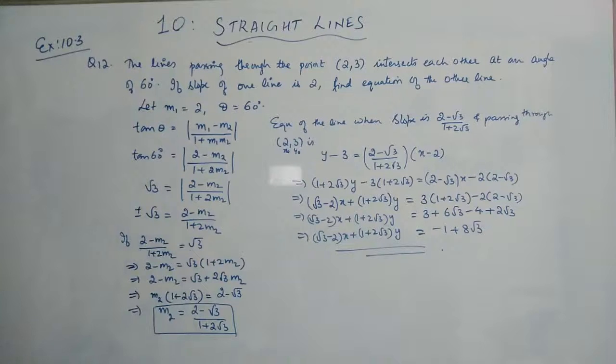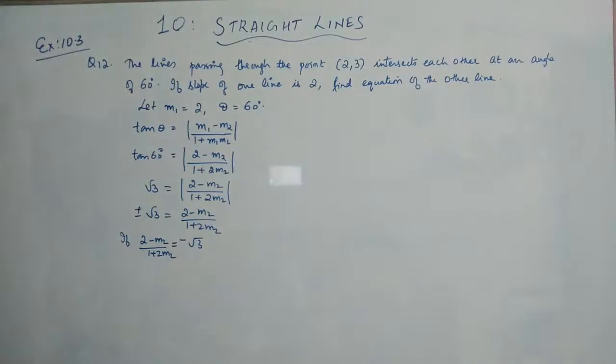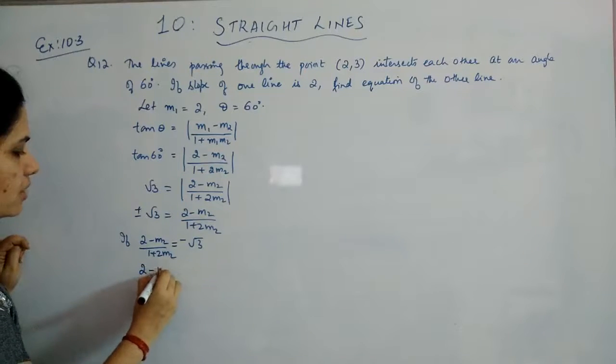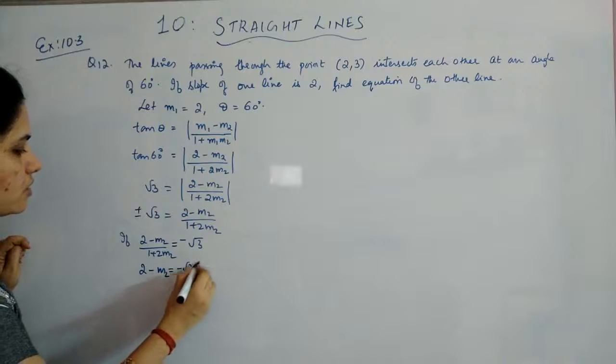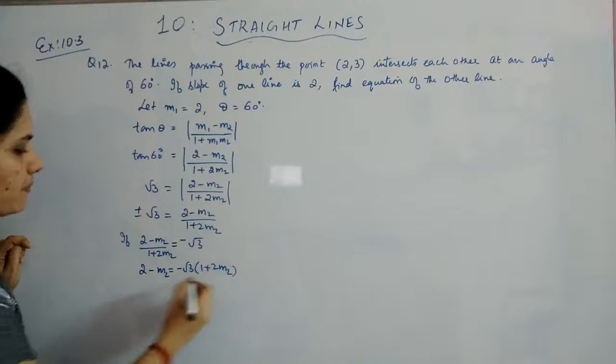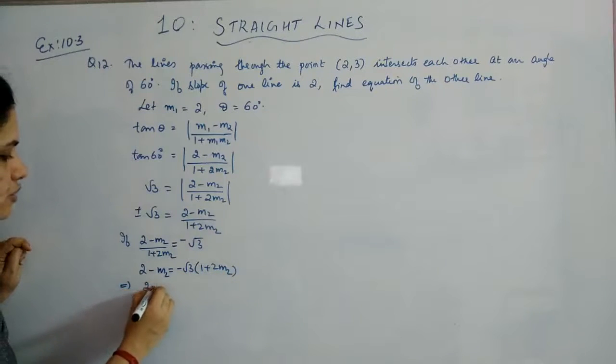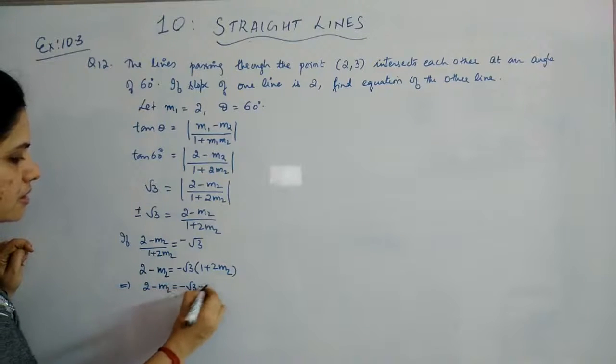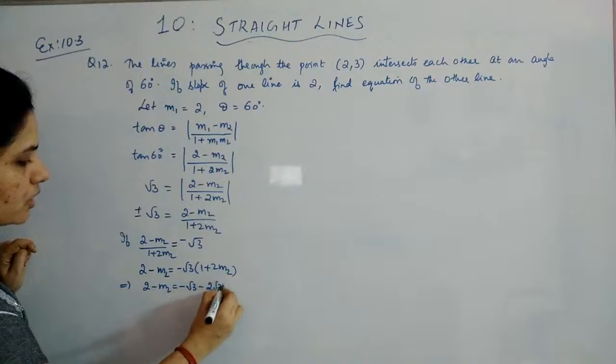Now, accordingly, as you take negative for this value, you equate it to negative root 3, then you will get another value for m2. Now, if we consider 2 minus m2 by 1 plus 2 m2 as negative root 3, equating this to negative root 3, it will give you another value of m2 that we will find out. It is 2 minus m2 is equal to minus root 3 into 1 plus 2 m2, which implies 2 minus m2 is equal to minus root 3 minus 2 root 3 m2.